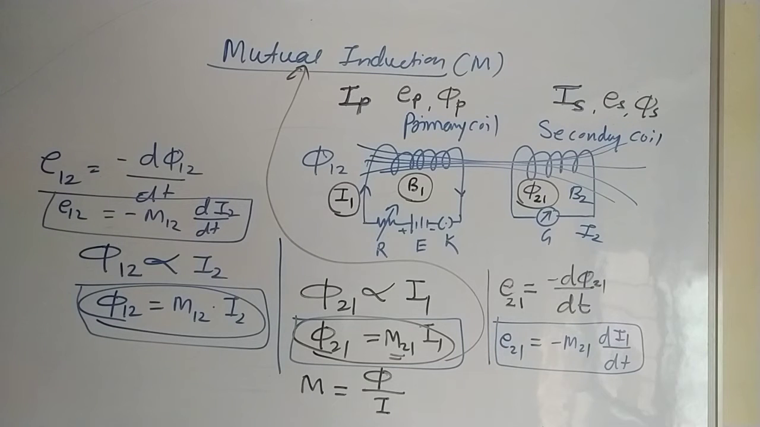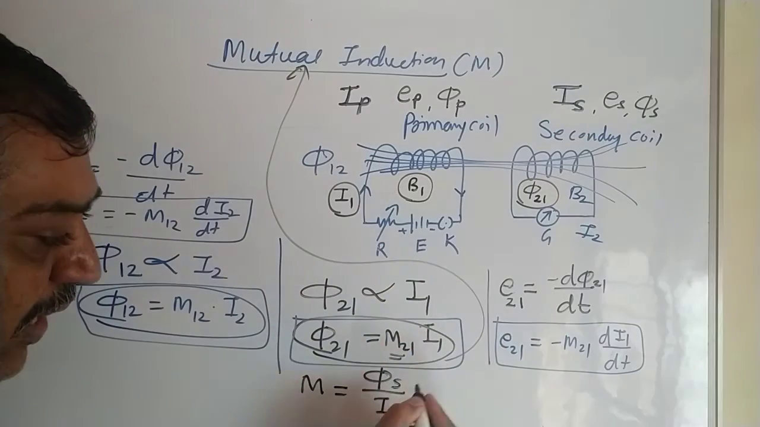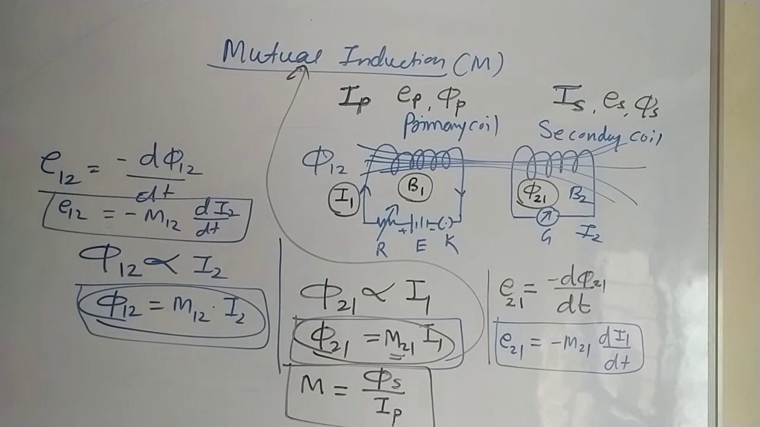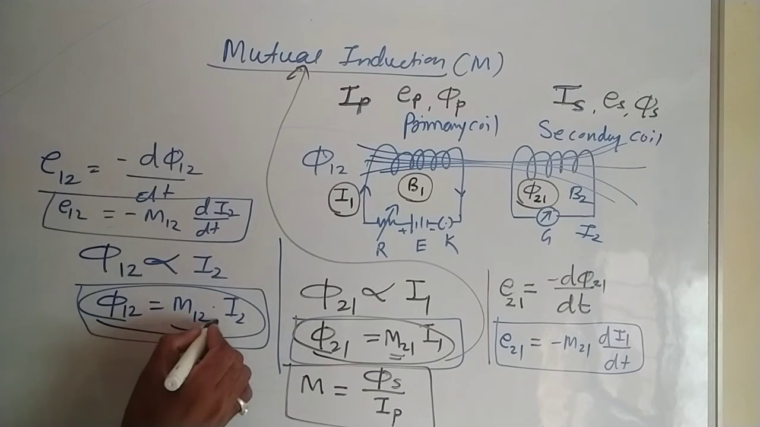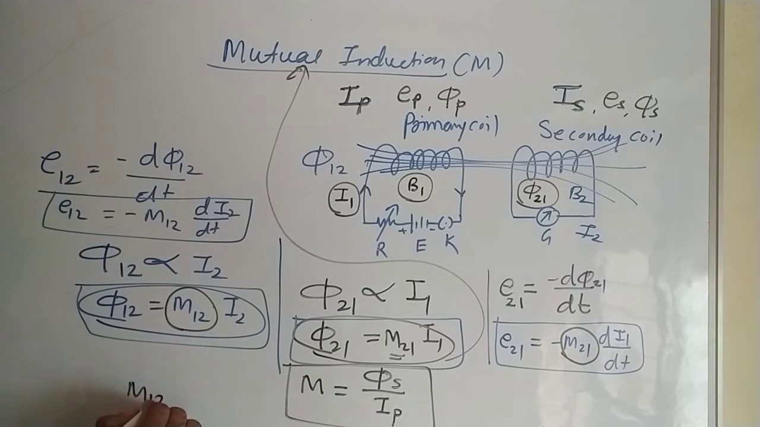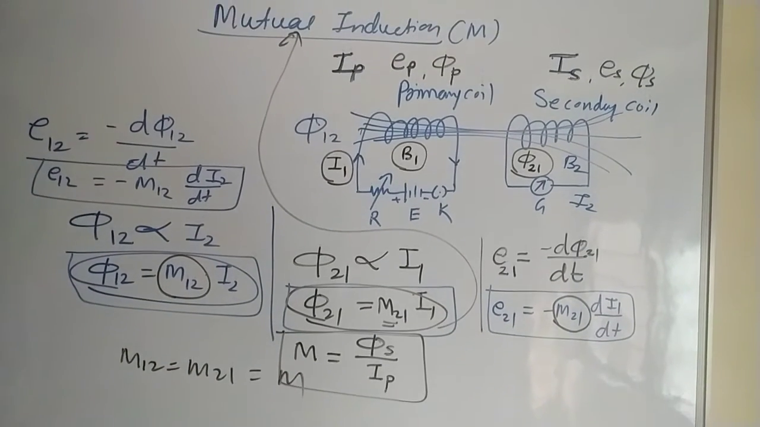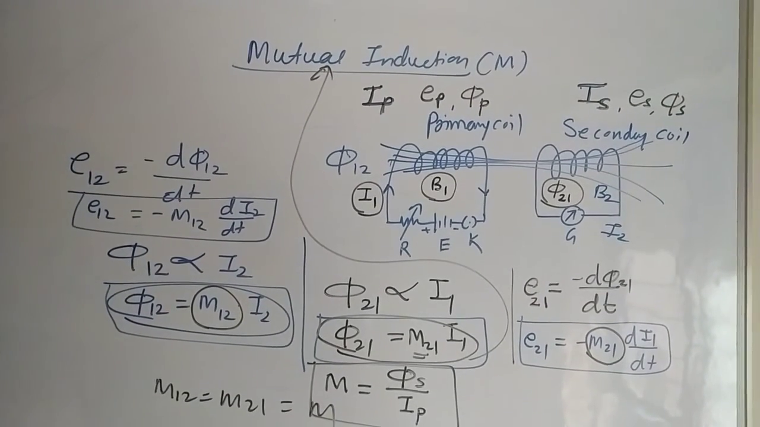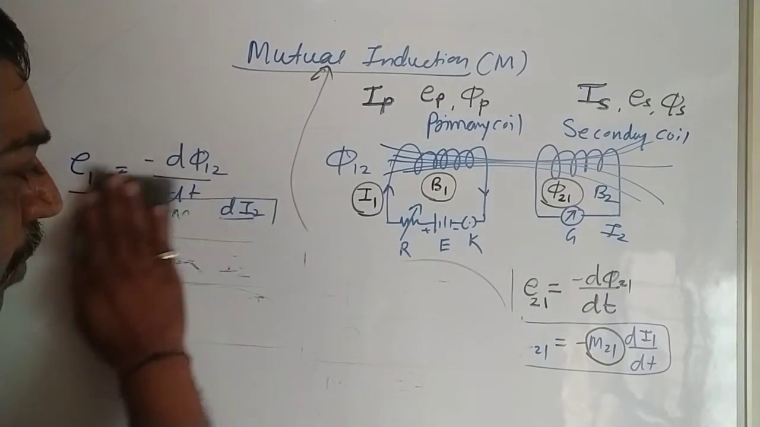Now, magnetic flux divided by current means what? The flux through the secondary, created due to the flow of current through the primary. So phi S divided by phi P, such a type of equation we can derive. In general, M12 and M21 both are the same. M12 equals M21 equals M. Both are the same in magnitude. This is the concept of mutual induction we have learned up till now.